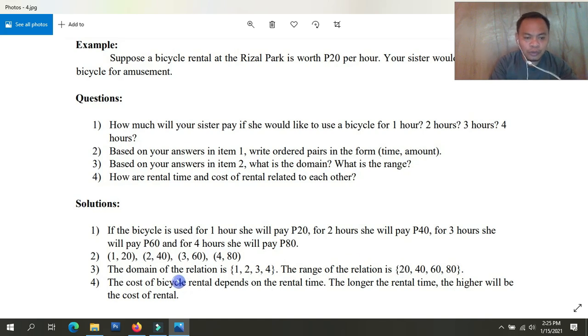And for question number 4, the cost of the bicycle rental depends on the rental time. Okay? The longer the rental time, the higher will be the cost of rental. So, this is how rental time and rental cost are related to each other. So, it means, if you rent 1 hour, so 20 pesos. Pero the more hours na ginamit mo yung bike, it means the bigger din the amount na babayaran mo.